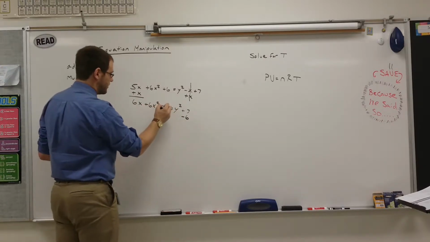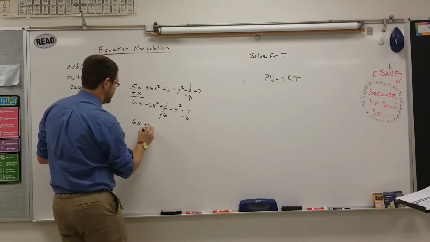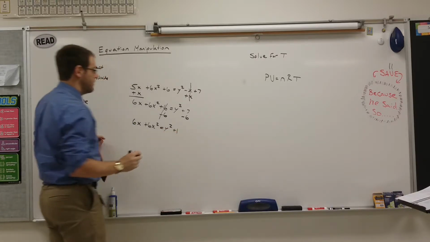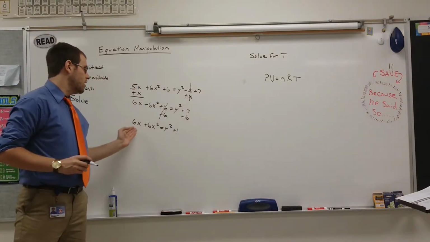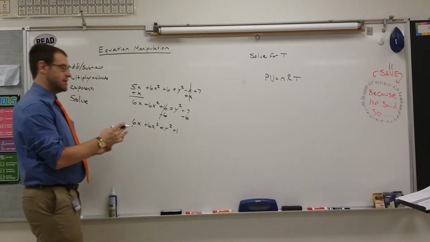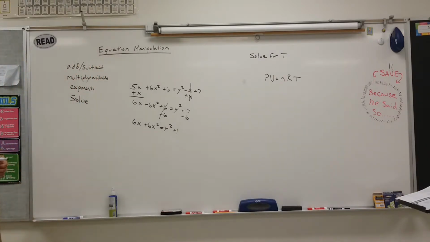So if I subtract, the 6's go away, and I have my new equation now: 6x plus 6x squared equals y squared plus 1. This is called simplifying. As you can see, my equation is getting smaller as I continue to simplify. I'm condensing everything into a simpler format. The next thing I'm going to do is deal with exponents and solving.